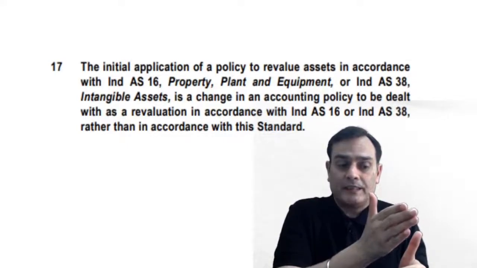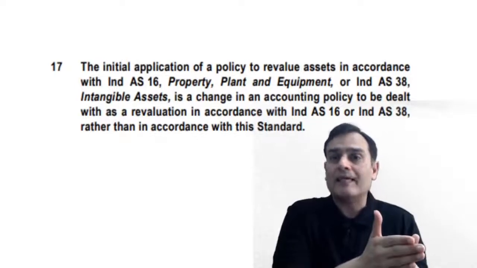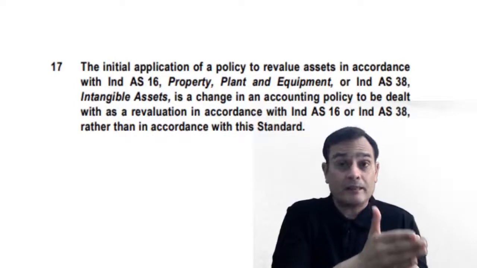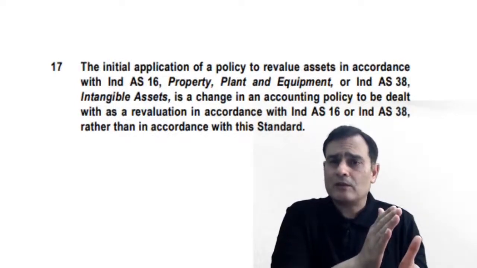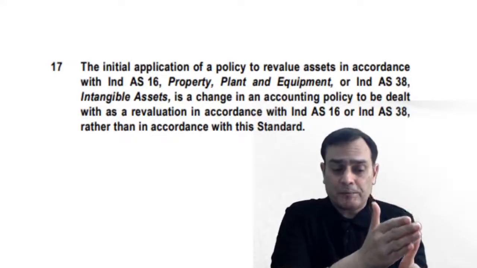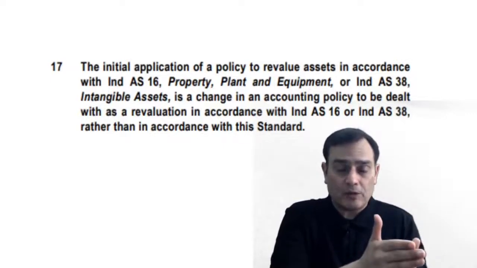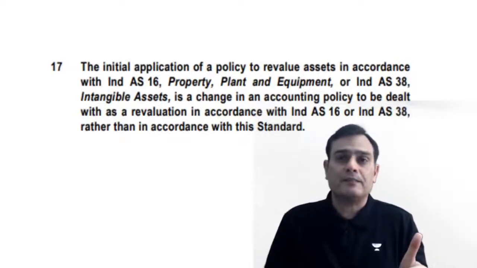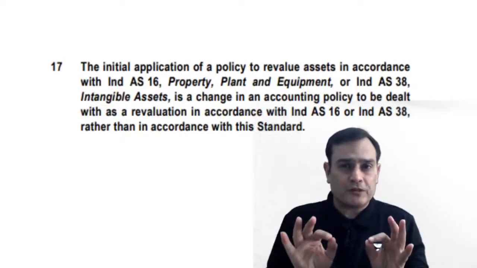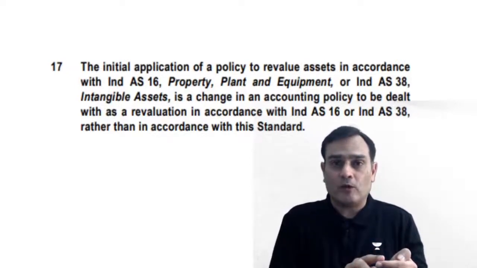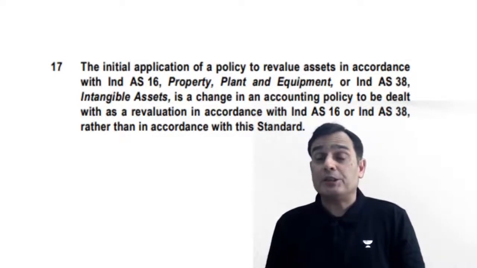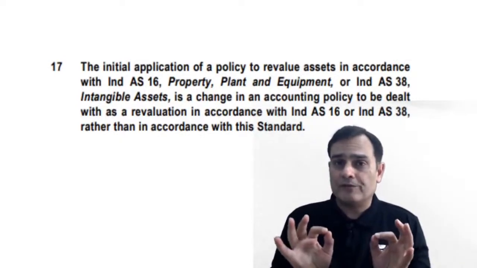Now, one thing we need to keep clear is that if you took the initial measurement of a PPE, it has to be at cost. The initial measurement cannot be other than cost. Well, let's not talk about the case of business combinations, etc. But typically, when you measure the PPE initially, it is always at cost. Now, first balance sheet date and subsequent balance sheet date. When you're looking at the first balance sheet date, you may move from a cost model to a revaluation model. Para 17, when it says initial application, is talking about the first balance sheet date.